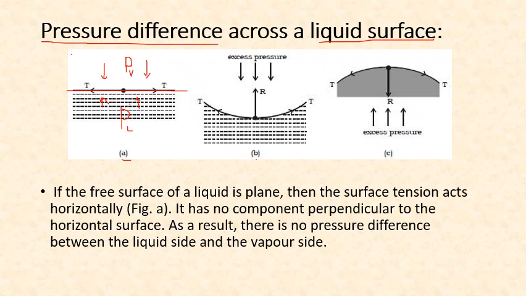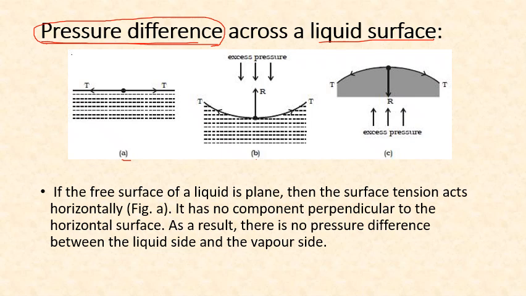So we will discuss which of these pressures has how much effect on the surface, which pressure is more, which pressure is less, or if both the pressures are balanced in all three cases. And we will find out the pressure difference. That difference in pressures applied by the vapor side and the liquid side is called the pressure difference across a liquid surface.